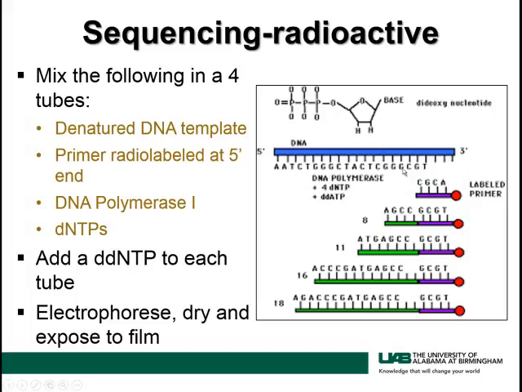So let's say we're just going to look at the A tube. Wherever there is an A that's supposed to be synthesized, you're synthesizing a complement to this DNA strand right here. Wherever A is to be inserted, if that dideoxy ATP is inserted, it's going to terminate that chain. So every conceivable location for an A in the chain is going to be terminated.